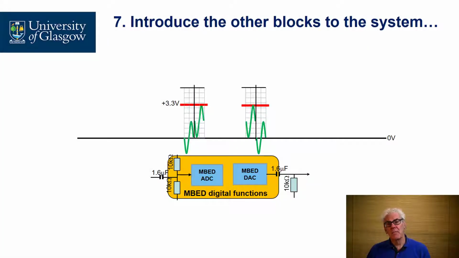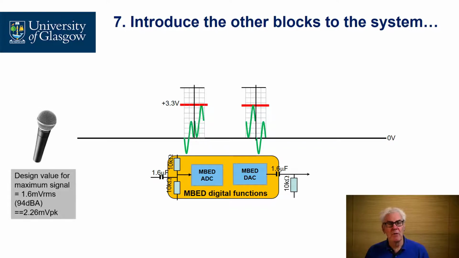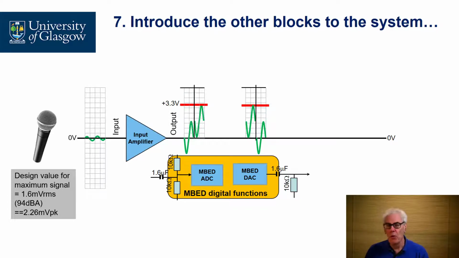So let's plug the other blocks onto the system around this. Okay, we've got our microphone, which produces a typical signal of about 1.6 millivolts RMS. That's me talking reasonably loudly, but with sufficient headroom. We have an input amplifier. We still don't know what the gain of this amplifier is, but we can now calculate it because we know what signal we want at the output of the amplifier. We know what signal we want at the input of the amplifier.